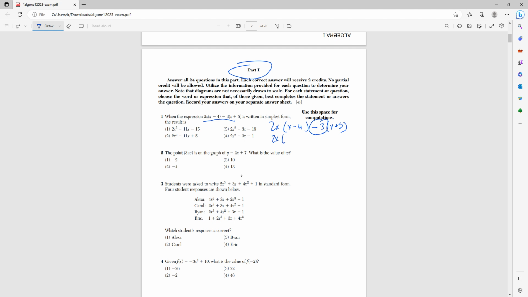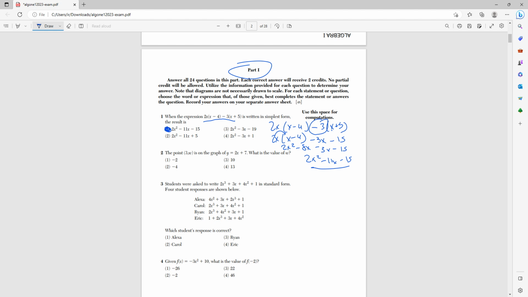So what we're going to have is 2x times (x minus 4). We distribute the negative 3: negative 3 times x is negative 3x, and negative 3 times 5 is negative 15. Next, we distribute the 2x: 2x times x is 2x squared, and 2x times negative 4 is negative 8x. That gives minus 3x minus 15. Combine like terms. 2x squared we can't combine with anything, but negative 8x minus 3x is negative 11x, minus 15, and this is our final answer. The answer choice that matches this is choice 1.